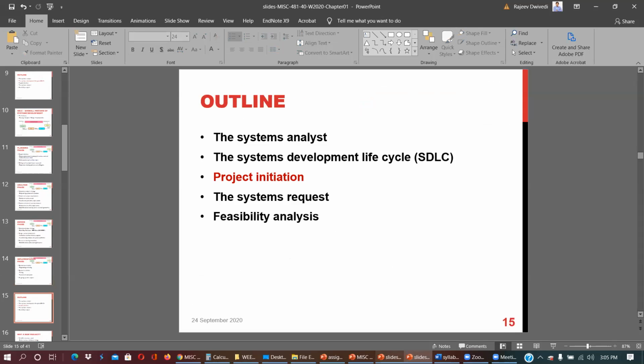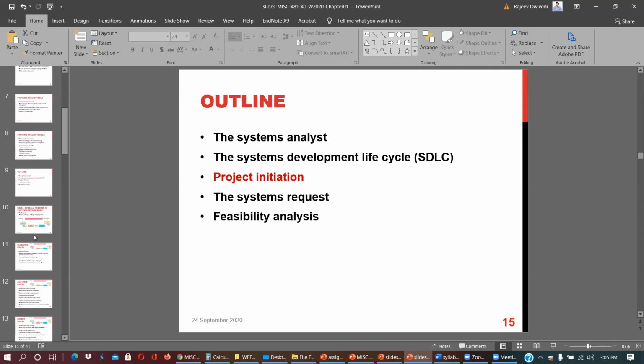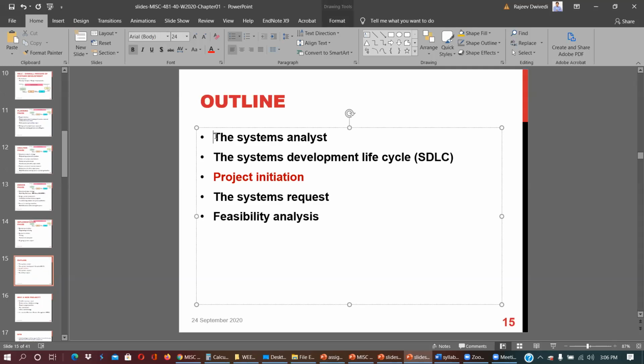So do you have any questions? Because this is what I wanted to cover today: what is the role of the system analyst and what is the system development life cycle? These 2 things are very important.